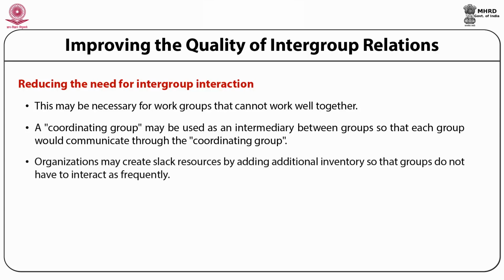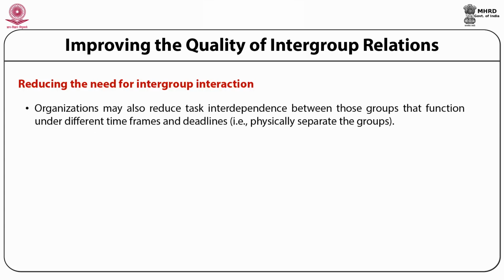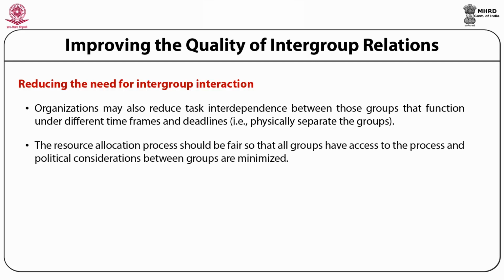group. Organizations may create slack resources by adding additional inventory so that groups do not have to interact as frequently. Organizations may also reduce task interdependence between those groups that function under different time frames and deadlines, that is, the groups which are physically separate. Another method could be fair and equitable distribution of resources so that all the groups have access to the process and political considerations between groups are minimized.